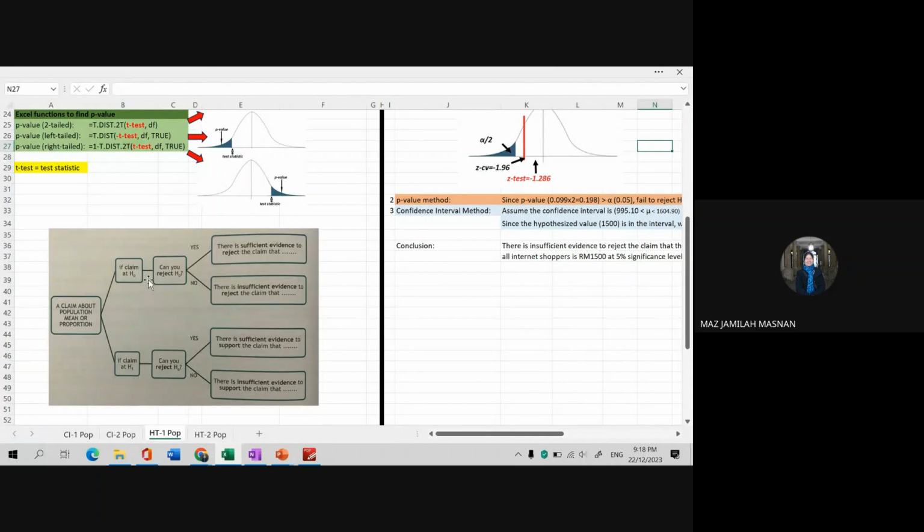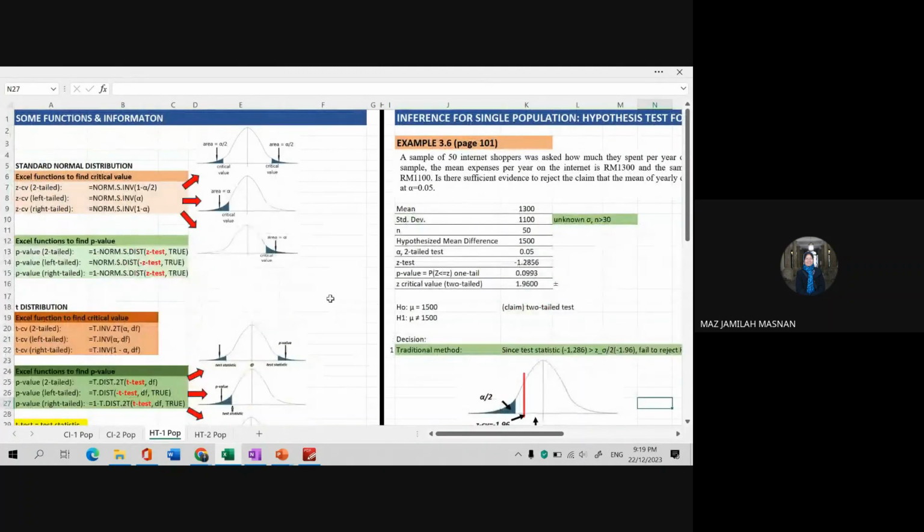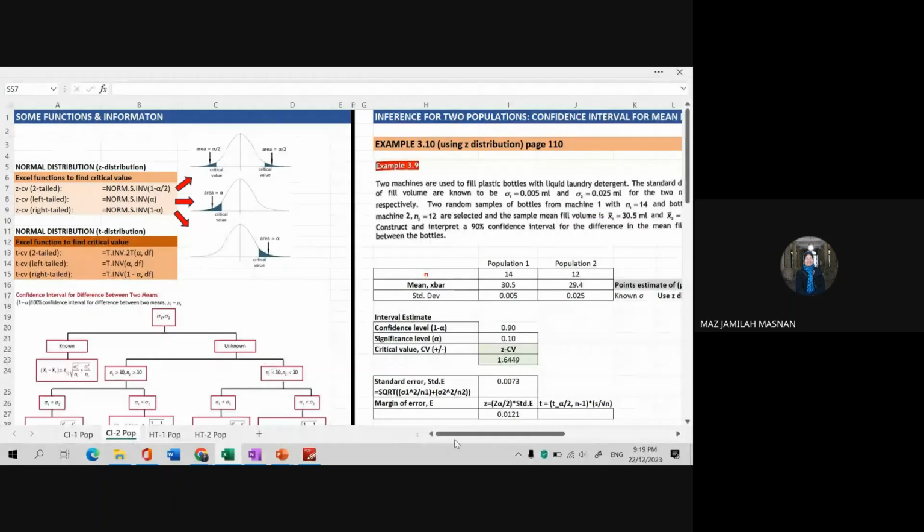So what if the claim is at the null and you reject the null statement? What if the claim is at the alternative statement and you reject the null statement? What would be the conclusion for you to make? So this will be the guideline for you, and I'm not going to discuss further because it would be more confusing. It would be good if we just look at the example that we discuss afterward. Okay, so I would like to go again to the confidence interval for two populations.